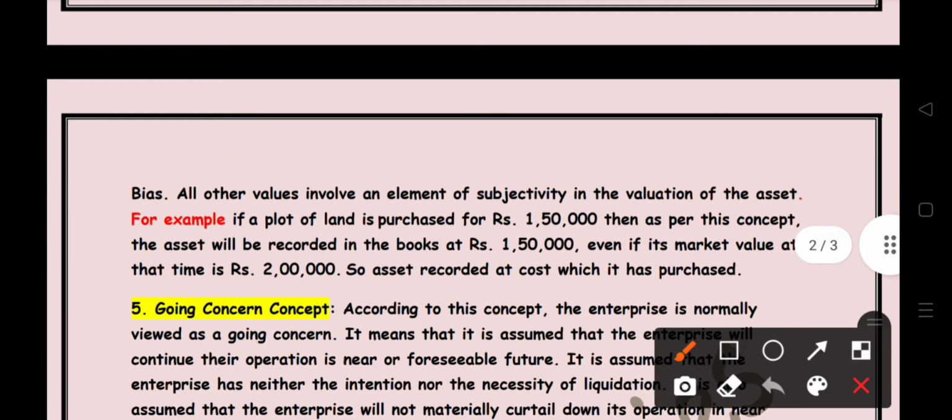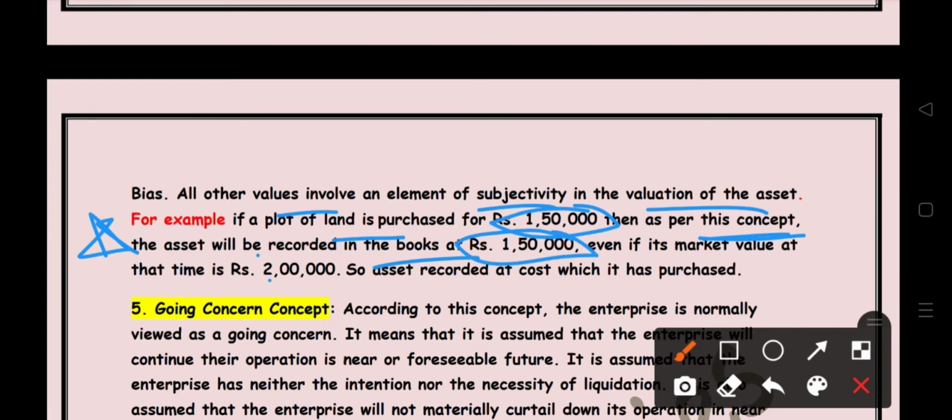All other values involve an element of subjectivity in the valuation of the asset. Let us understand this concept with an example. If a plot of land is purchased for rupees 1,50,000, then as per this concept, the asset will be recorded in our books of account at 1,50,000 only, even if the market value at that time is 2 lakh. So the asset is recorded at the purchase amount.